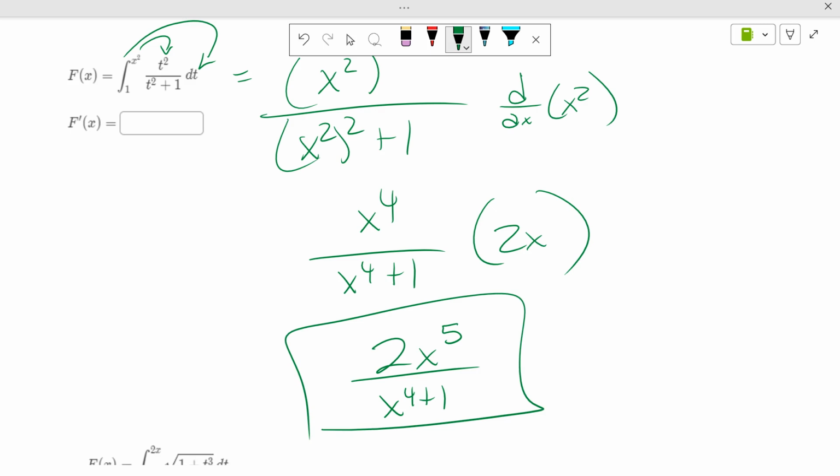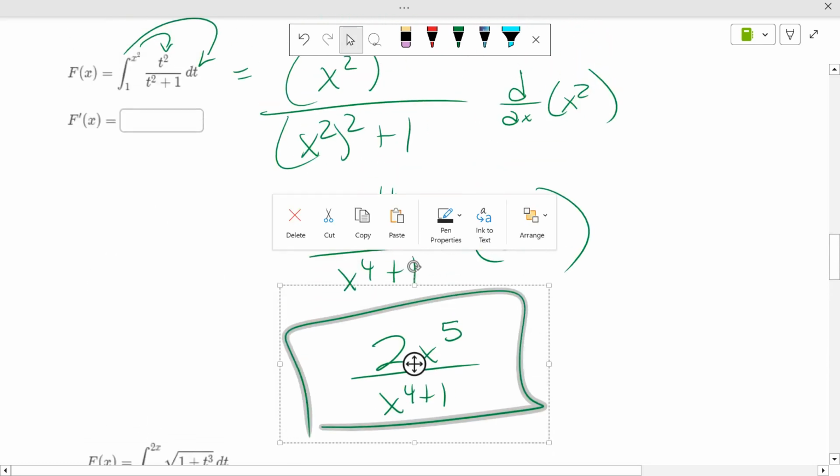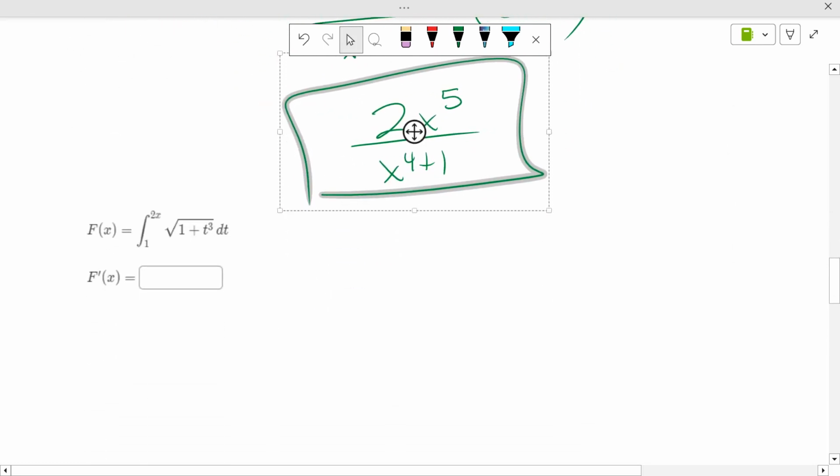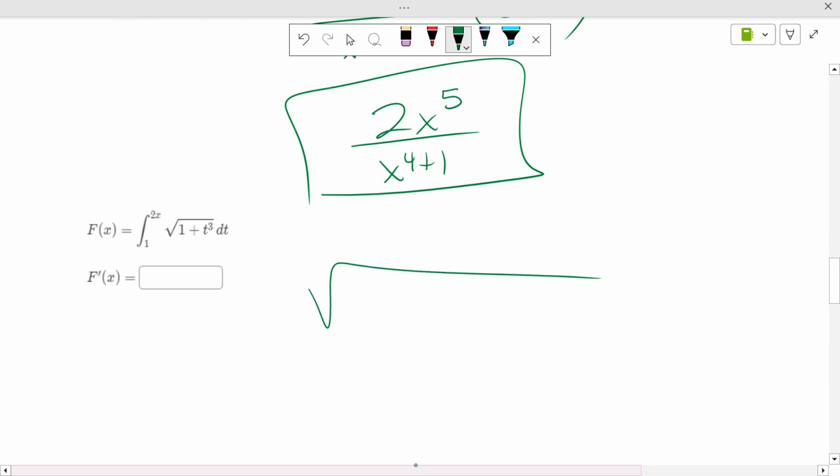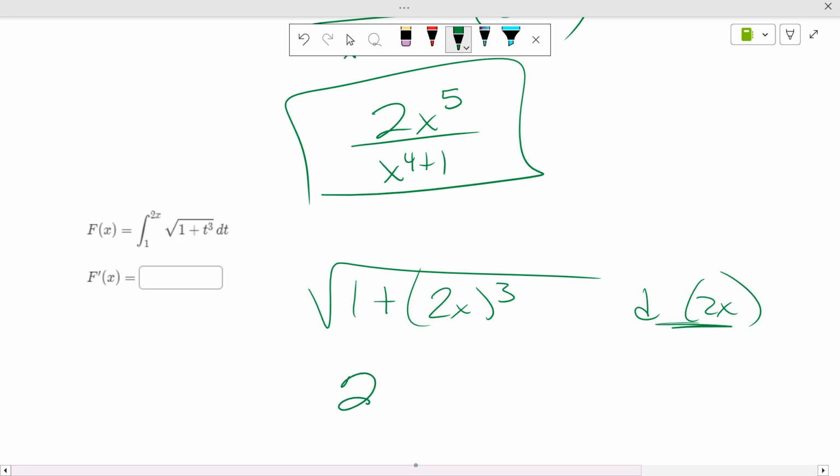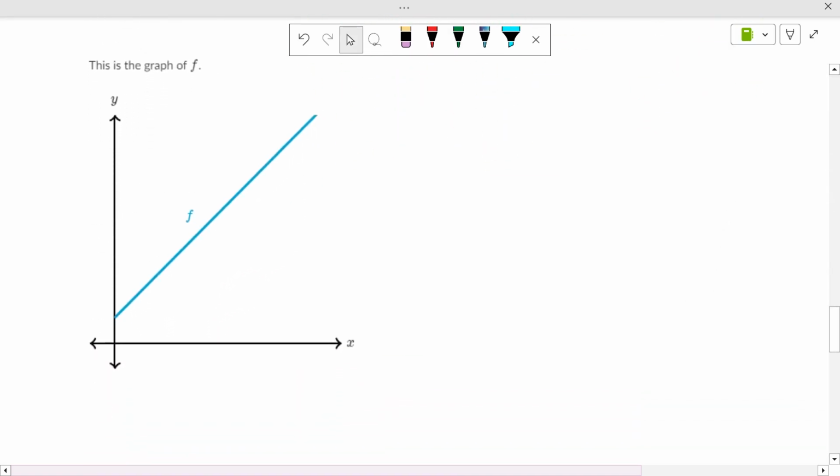Fundamental theorem of calculus: take the top number, plug it in, take the derivative of it. So, excuse me, this one. Square root of 1 plus what? 2x cubed times the derivative of 2x. So it's 2, because that's the derivative of it, times the square root of 1 plus 8x cubed. Okay, and that's all it is.